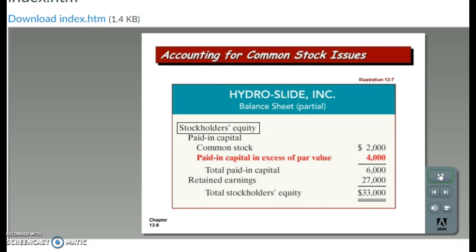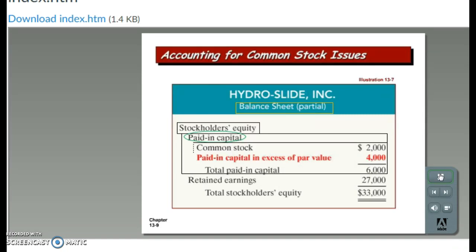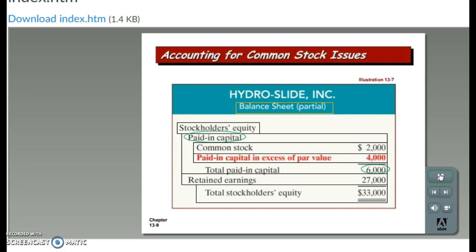The stockholders' equity section of the balance sheet reflects the two primary sources of equity. The first primary source is paid-in capital and contains the common stock account listed first. Remember, this account reflects issued shares multiplied by par or stated value. The paid-in capital in excess of par value account shows amounts received from the issuance of stock that are over the par value amount. Hydroslide received $6,000 in total from the issuance of the 2,000 shares. The second source of equity is retained earnings. Totaling the paid-in capital and retained earnings results in total stockholders' equity of $33,000.